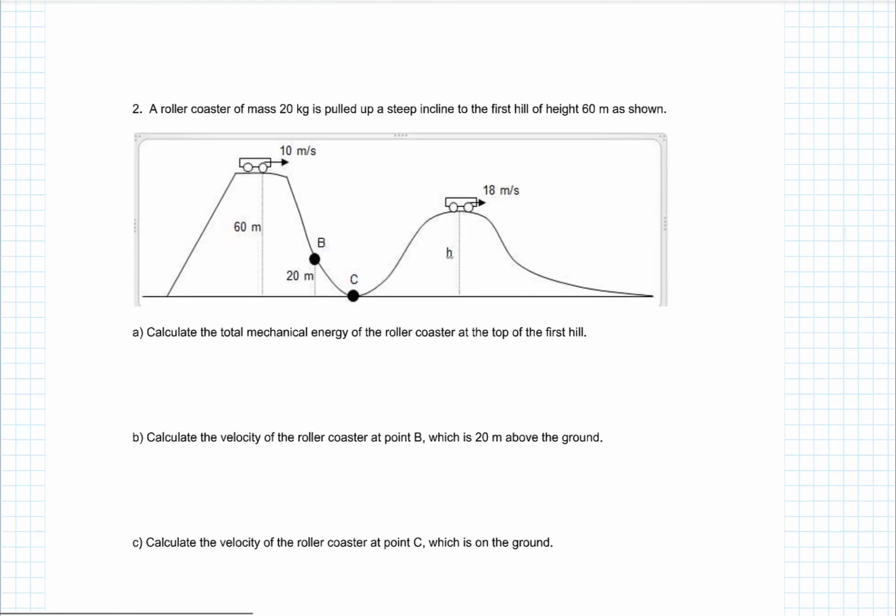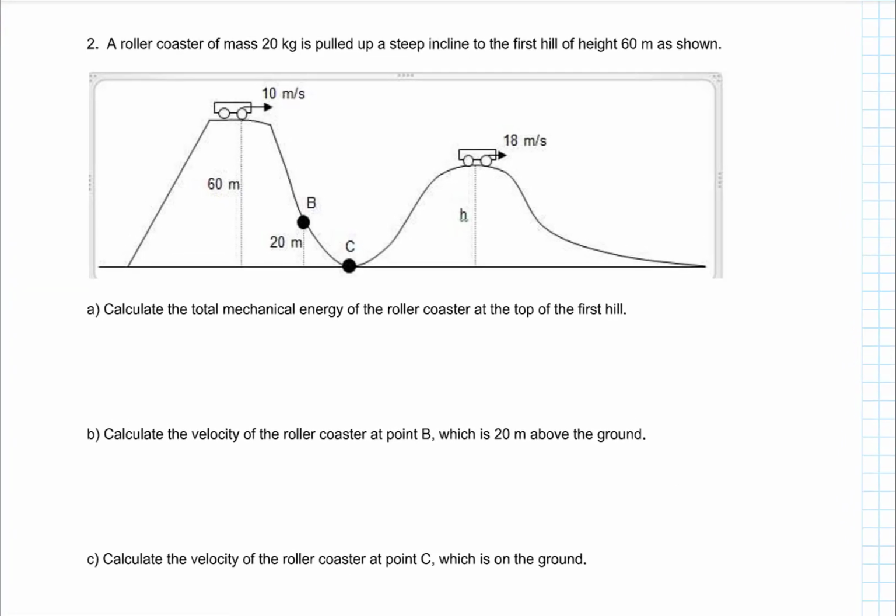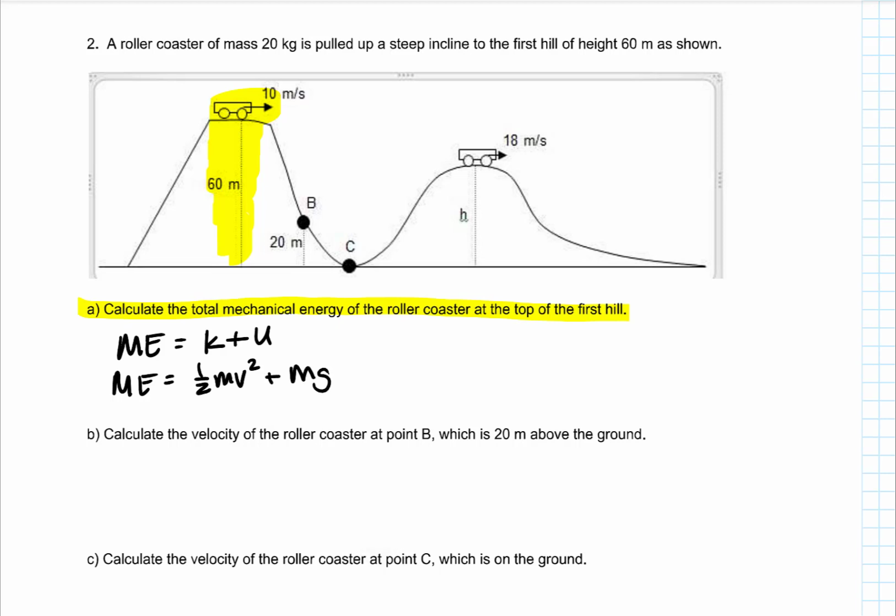So question 2, I have a roller coaster of mass 20 kilograms pulled up a steep incline to the first hill at 60 meters. Calculate the total mechanical energy of the roller coaster at the top of the first hill. So here, we want to know in part A what's going on at the top of this first hill. And we want total mechanical energy. Mechanical energy is kinetic energy plus potential energy. So it's going to be 1/2 mv squared, the kinetic energy, plus the potential energy, mgh.